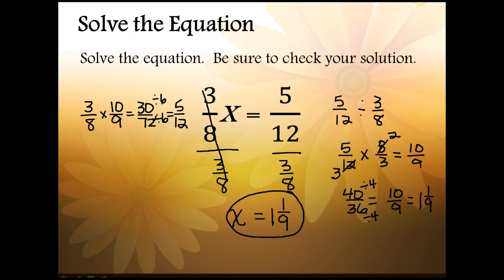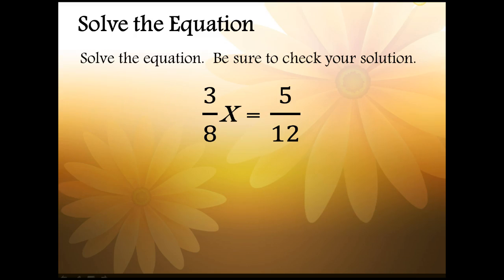This would also give us our answer of 5/12. This is one way to approach solving the equation, but there is a second way that you can write this. We know that to solve the equation, we're going to have to divide both sides by the coefficient of 3/8. Dividing by 3/8 is the same thing as multiplying by 8/3. We can use this knowledge to write it a little bit differently.